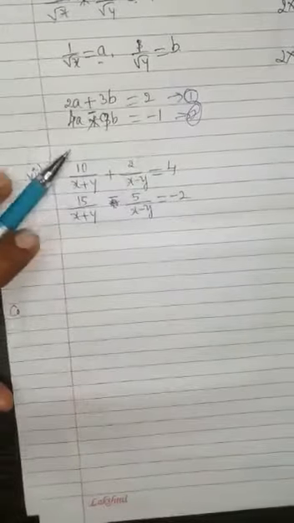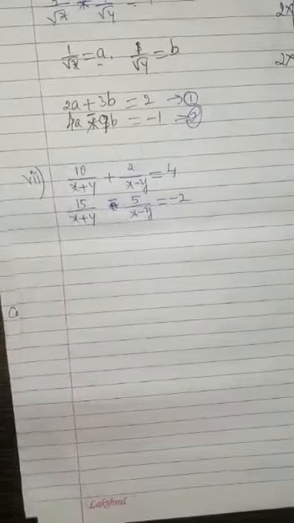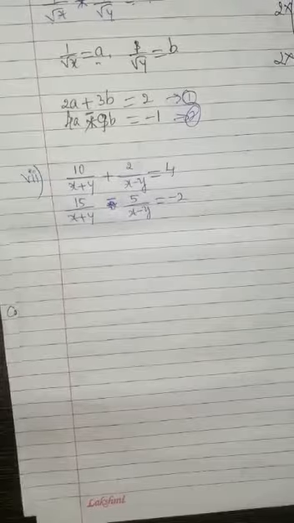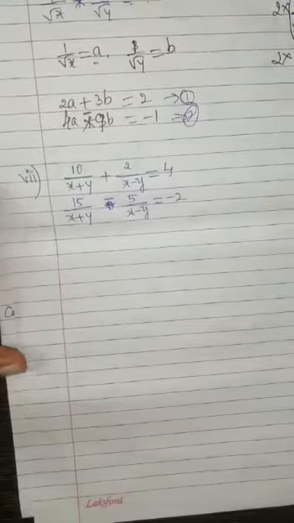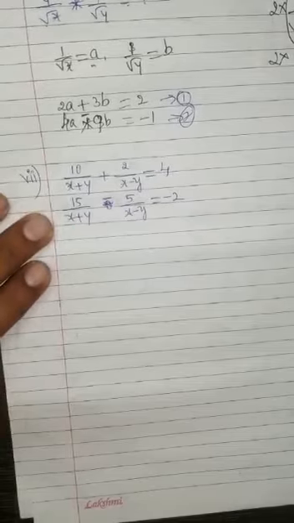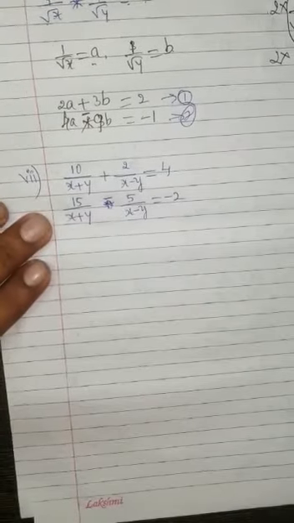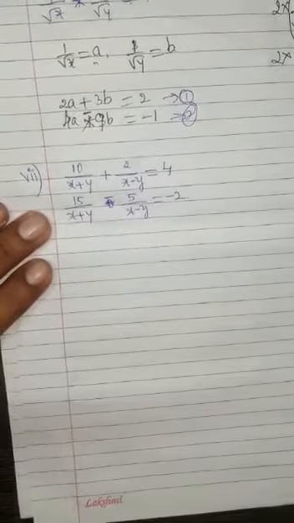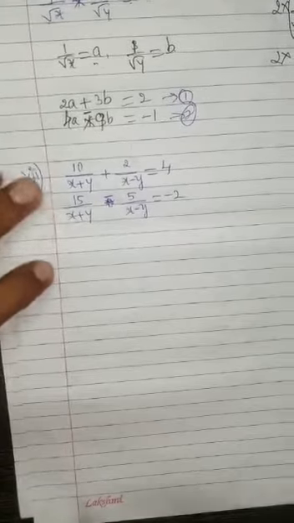Let us go to problem number 7, that is 10 divided by x plus y plus 2 divided by x minus y is equal to 4, and 15 divided by x plus y minus 5 divided by x minus y is equal to minus 2. Here we have to carry out the elimination step twice. So how to work it out?